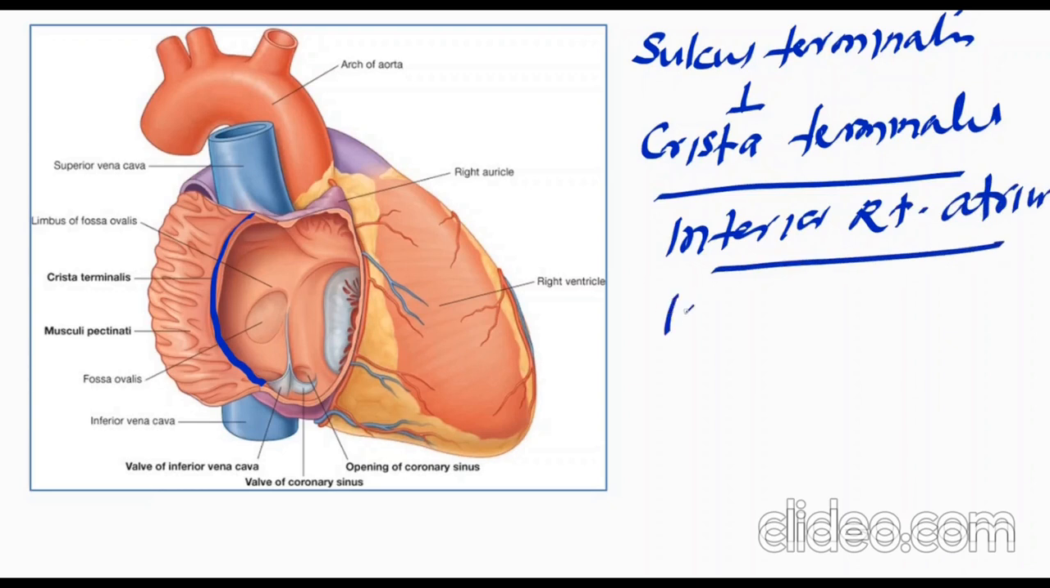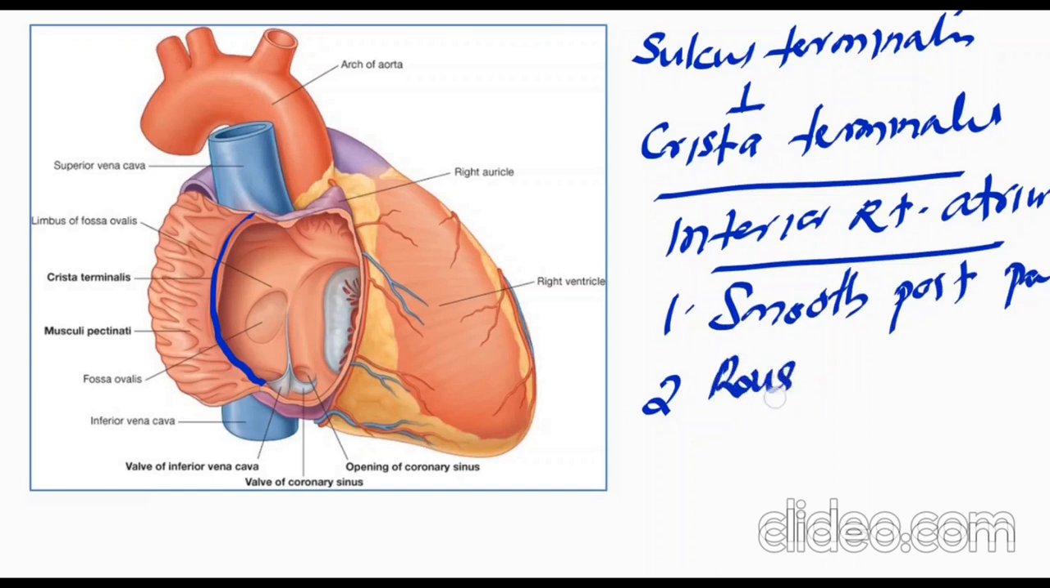The interior of the right atrium can be divided into two parts: a smooth posterior part and a rough anterior part. That means the area in front of the crista terminalis is the rough part, and the area behind the crista terminalis is the smooth part.